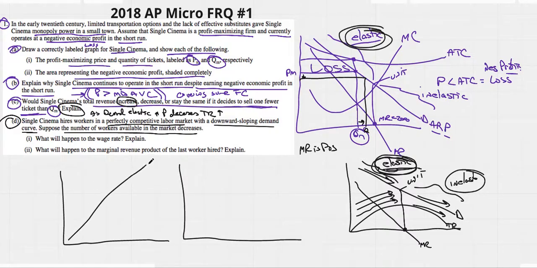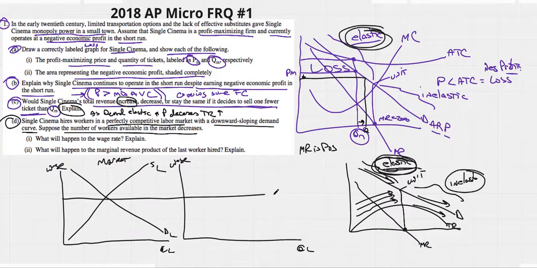So this is the supply of labor. This is your demand for labor. This is the market or industry. We would have wage on the vertical, quantity of labor on the horizontal, wage up here, quantity of labor down here. It is a perfectly competitive labor market, and they are wage takers.